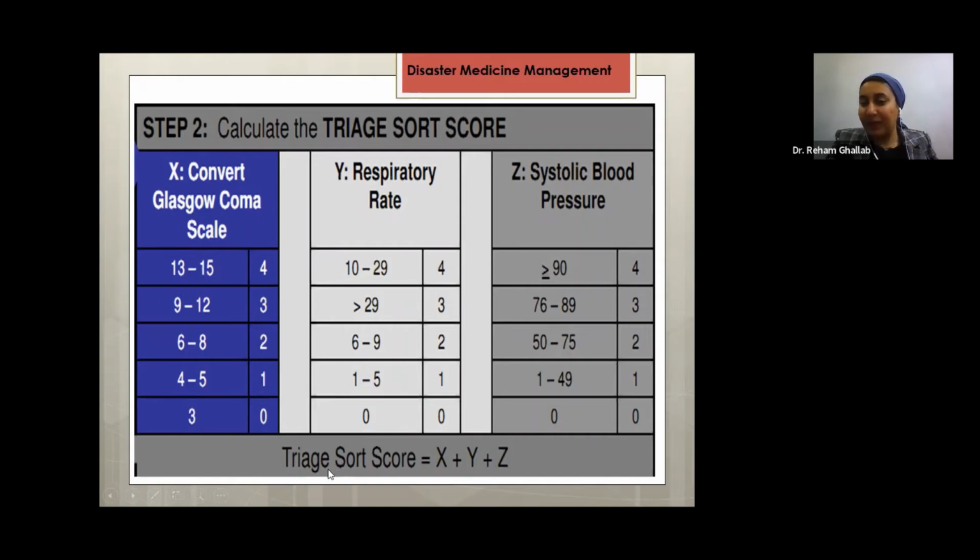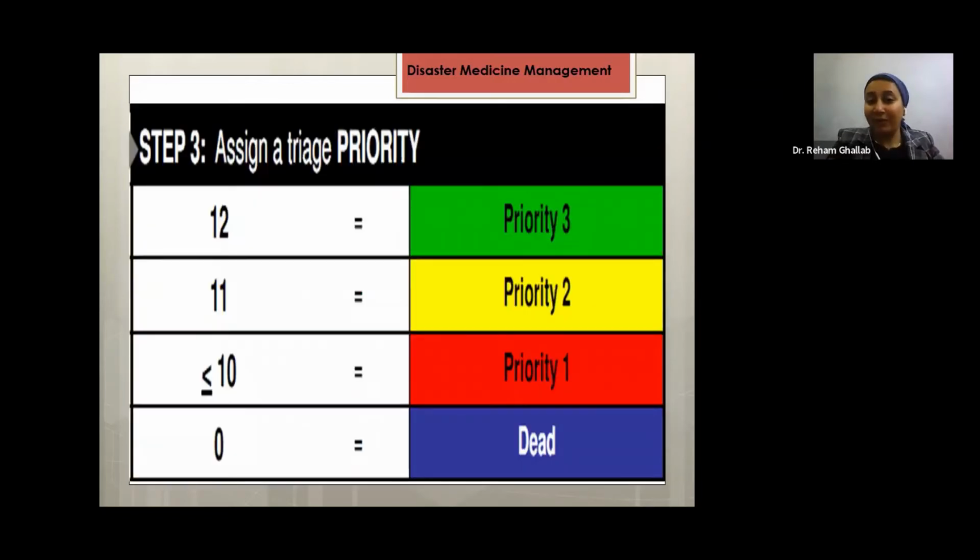Then we calculate the triage score. The last item is systolic blood pressure. More than 90, we give 4, and so on to the end. Then we add the number here, the number here, and the number here on our card. It takes not more than 1 minute, as it's a checklist previously prepared. If the score is 12, this is priority 3. 11, this is priority 2. Less than 10 is priority 1. 0, the patient is dead.